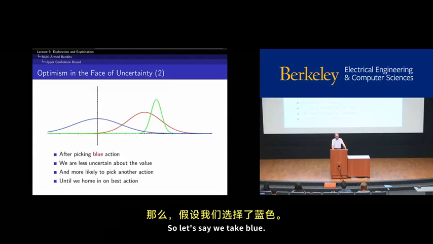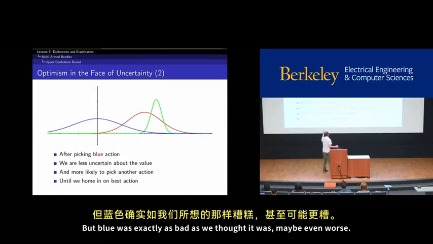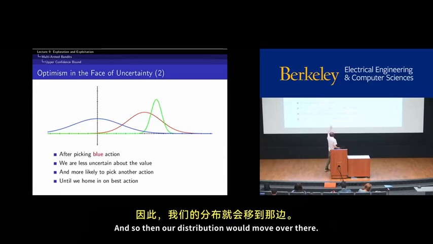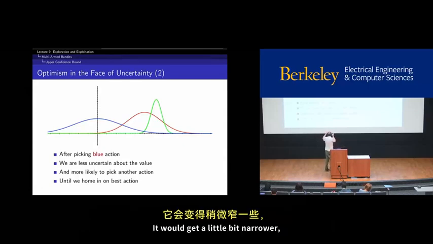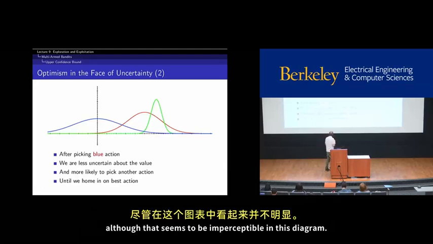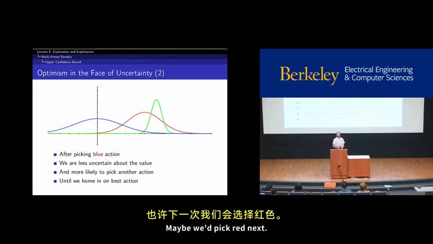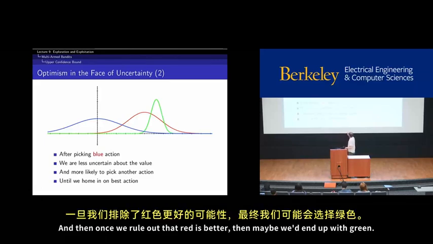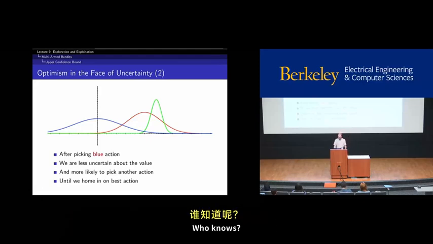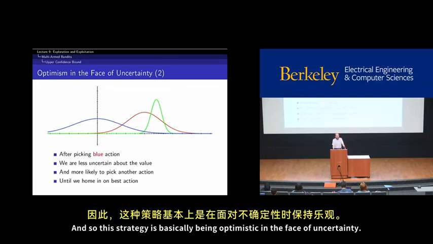So let's say we take blue. Too bad, it was a good gamble, but blue was exactly as bad as we thought it was, maybe even worse. And so then our distribution would move over there. It would get a little bit narrower, although that seems to be imperceptible in this diagram. And then maybe we'd pick another action. Maybe we'd pick red next. And then kind of once we rule out that red is better, then maybe we'd end up with green. Or maybe red would be better. Who knows? And so this strategy is basically being optimistic in the face of uncertainty.